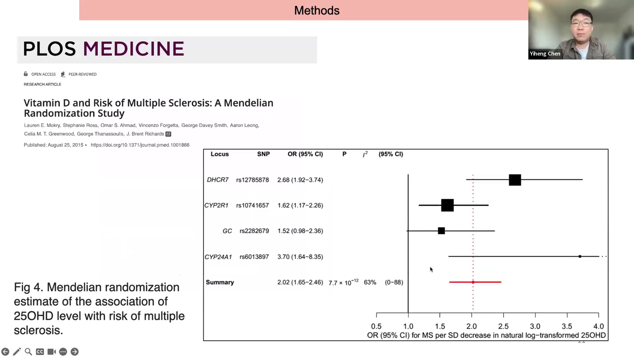Actually, this MR study has been done to investigate the vitamin D effect on risk of multiple sclerosis. This study has been published in PLOS Medicine. In this forest plot, I'm showing you the effect of single genetic variants, there are four, through the exposure, which is vitamin D, on the risk for multiple sclerosis, as well as the meta-analysis results. Here it shows that per standard deviation decrease of the vitamin D level, we observe a higher risk for multiple sclerosis, which supports the conclusion that vitamin D is causal for multiple sclerosis risk, especially for those individuals with lower than average vitamin D levels, who have high risk.